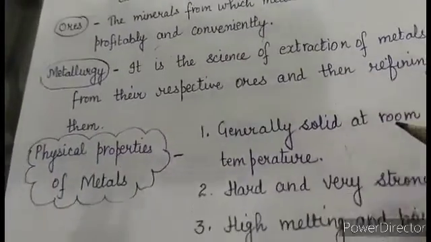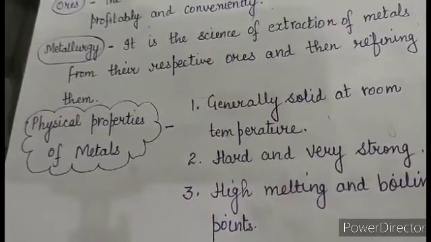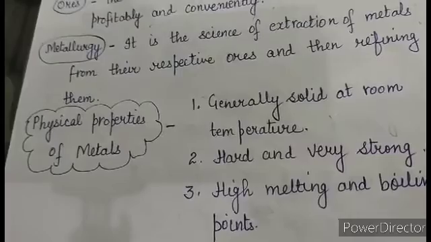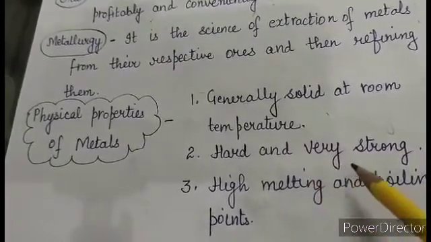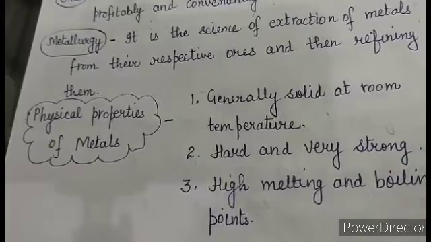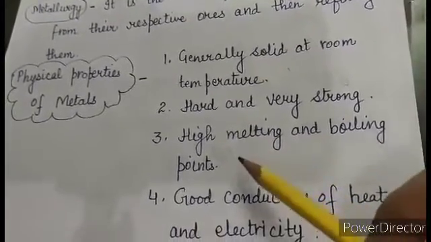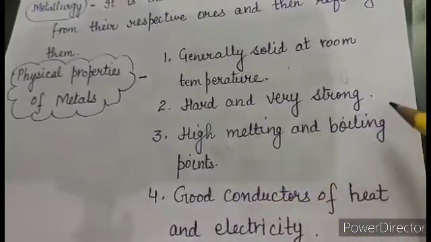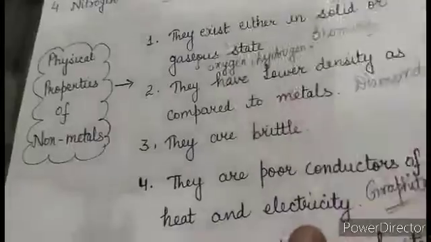Then we discussed the physical properties of metals, that generally all metals are solid at room temperature except mercury. All metals are hard and very strong, except sodium and potassium. This way we discussed that metals have high melting and boiling points. They are good conductors of heat and electricity.